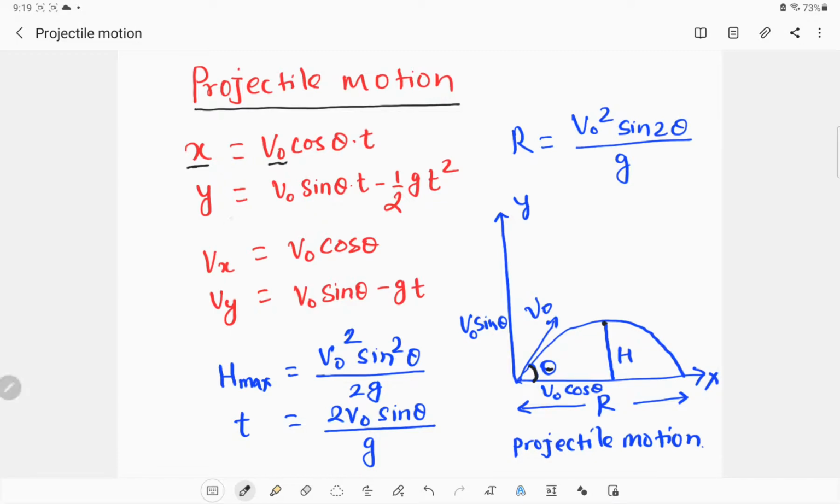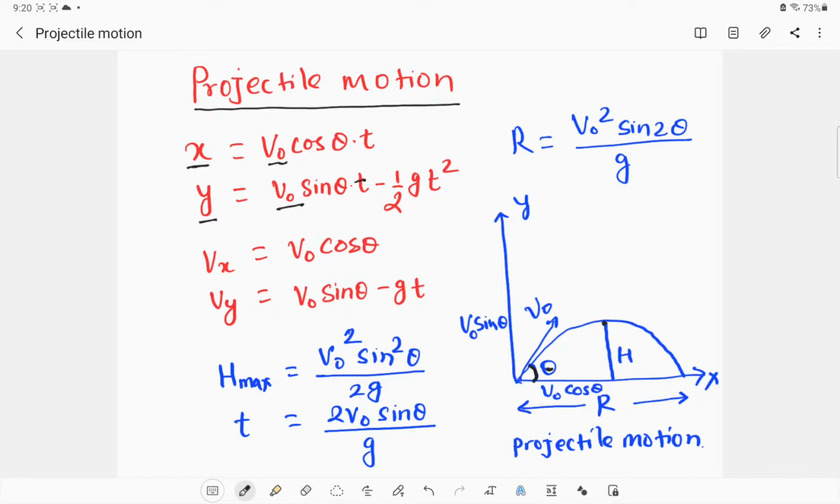Okay, the second important thing is the y coordinate of the projectile motion, which is equal to v naught, the initial velocity, sine theta times t, that is time, minus half g t squared. Look at here, why do we have half g t squared in the second equation for the y component? Why not in the x component?